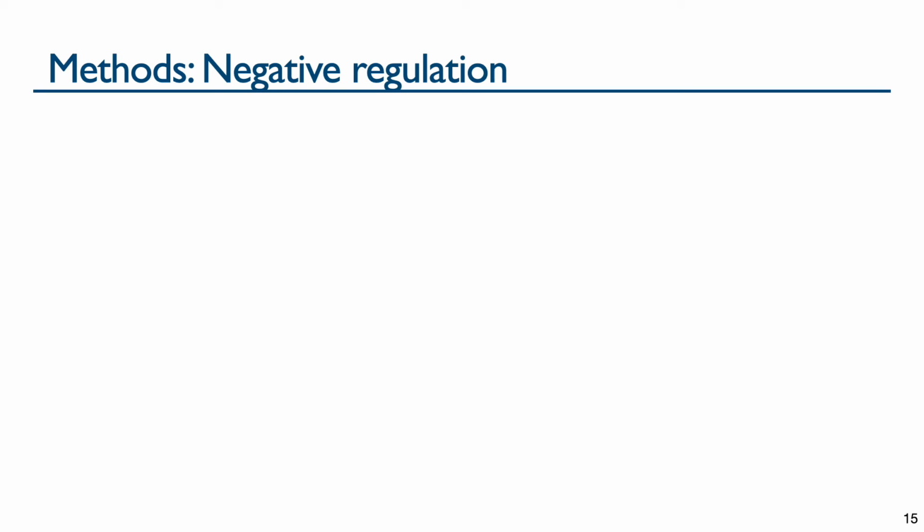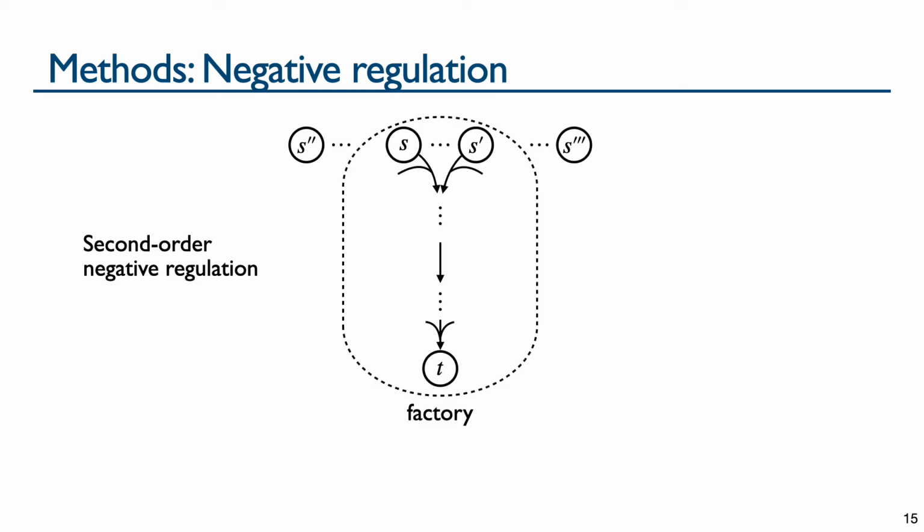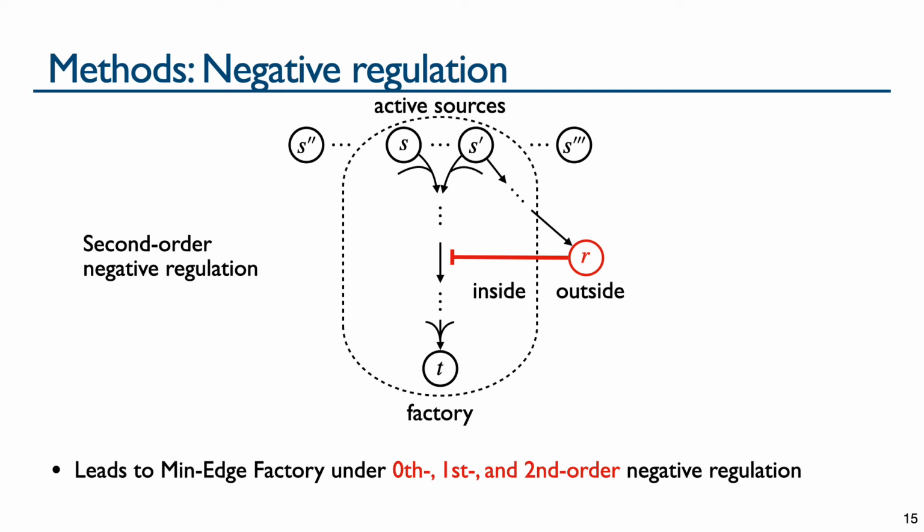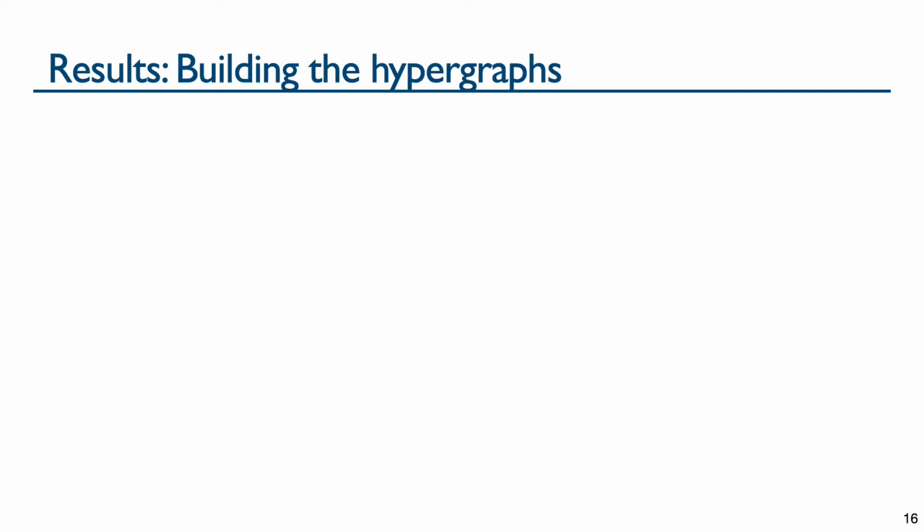Second order negative regulation is more indirect. Here, if a vertex R is reachable from the active sources, and that vertex negatively regulates an edge inside the factory, we consider this factory invalid because we know that the sources are active, so R could be created and inhibit the factory. We consider versions of the min-edge factory problem under 0th, first, and second order negative regulation. I will now move on to experimental results.